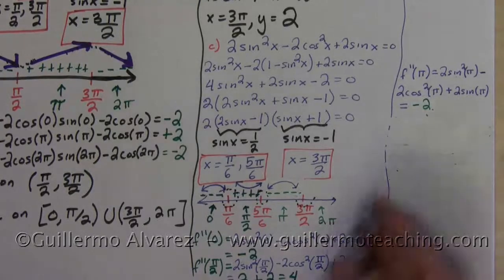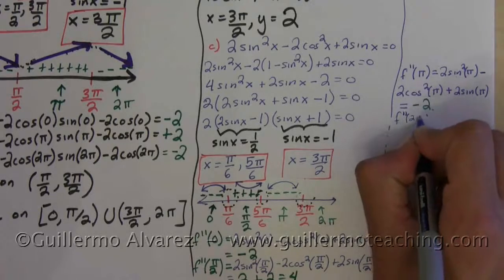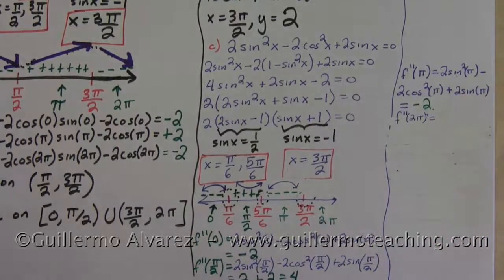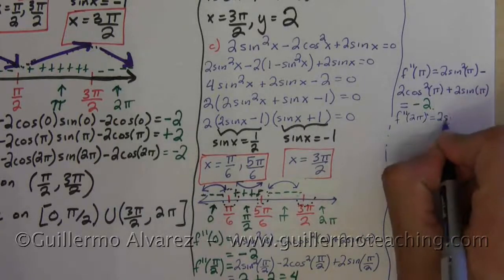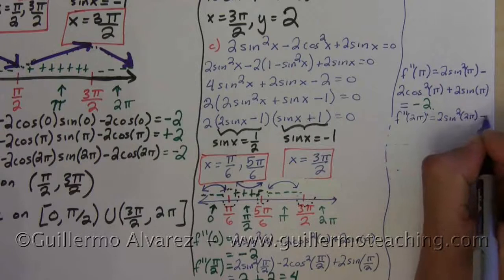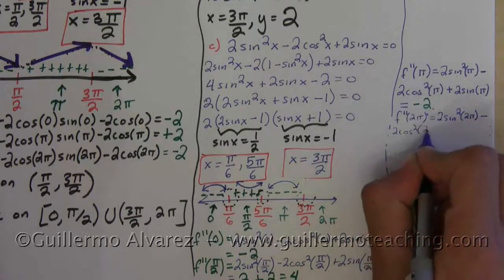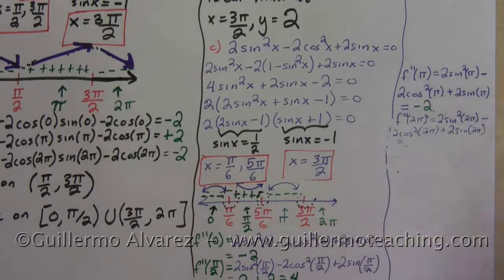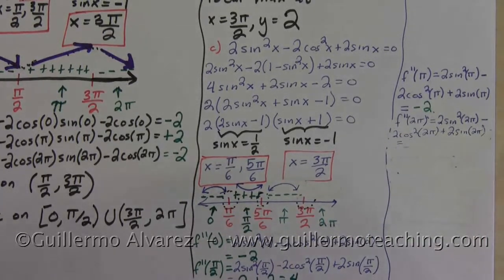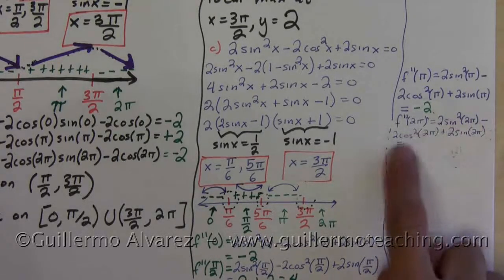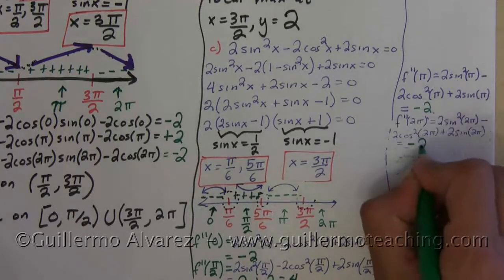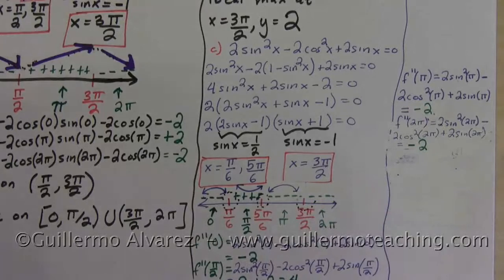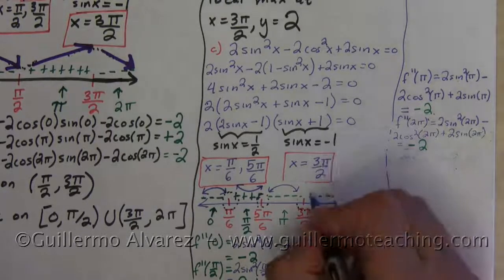Okay, and our last point to check is 2 pi. Here at 2 pi, what we have is 2 sine squared of 2 pi minus 2 cosine squared at 2 pi plus 2 sine of 2 pi. These two sines are 0, so we're going to have cosine of 2 pi, so this is going to be negative 2. So this means that at 3 pi over 2, there is no inflection point because it's still concave down.